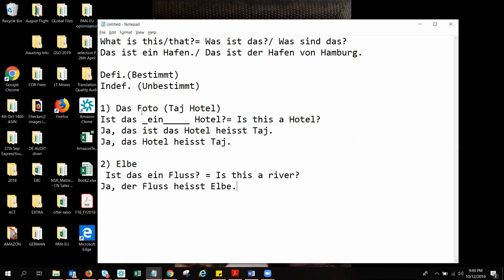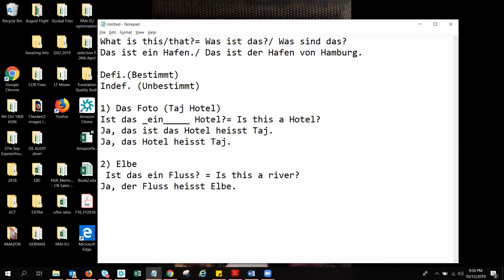Because when you are agreeing to something, if the answer is yes itself, it means whatever you asked is correct, whatever you asked is the positive thing. So yes, this is a hotel. Yes, the hotel called Taj. So simply we gave the information about the thing. Same, is this a river? Yes, the river called Elbe.